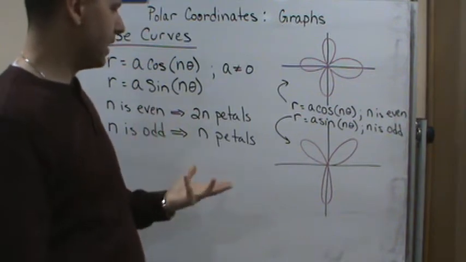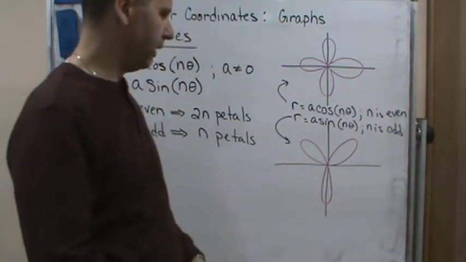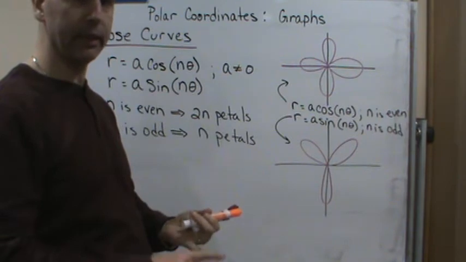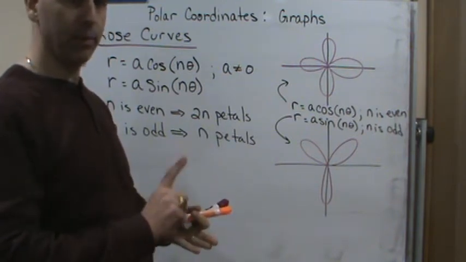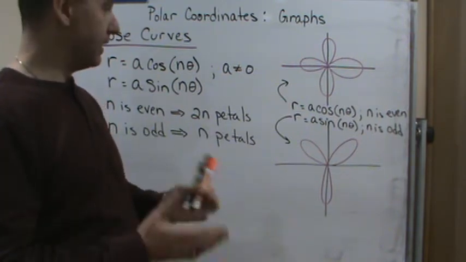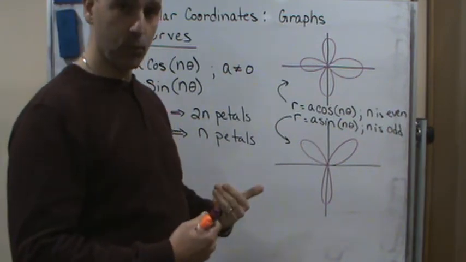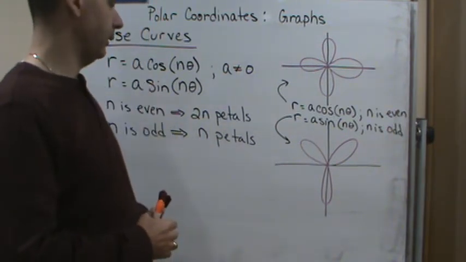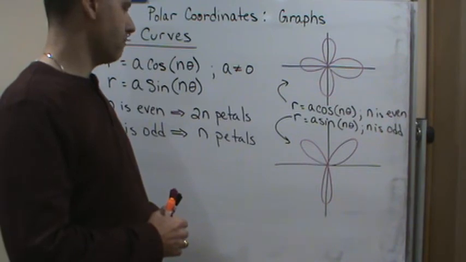And so we're going to go through the steps of solving this in the next example and show you how we can use symmetry, using the maximum and the zeros, to help us graph this thing. Okay, that's next.